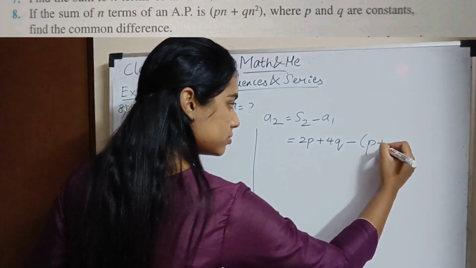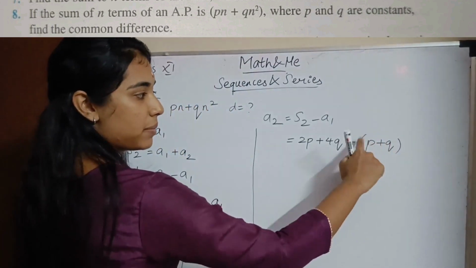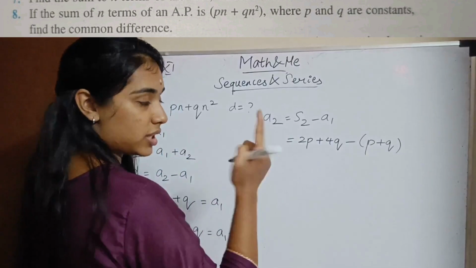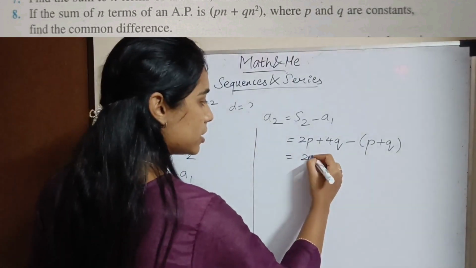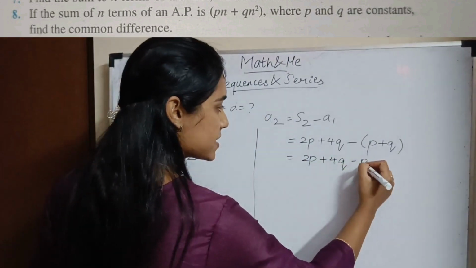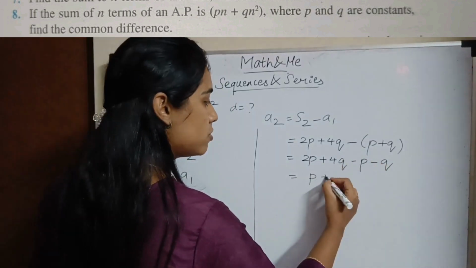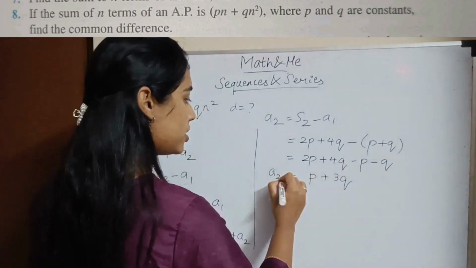Put a bracket. Okay? Without the bracket, it will become minus P plus Q, and it's actually minus P minus Q. Another bracket. Equals 2P plus 4Q minus P minus Q. So what do you have? 2P minus P, 4Q minus Q, P plus 3Q. So this is your a2.